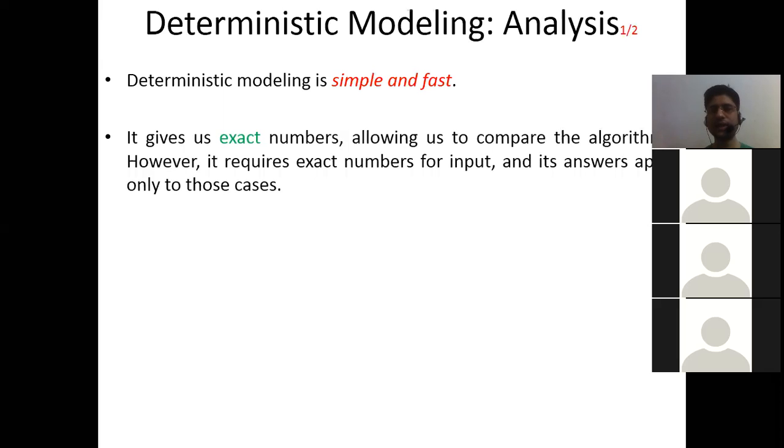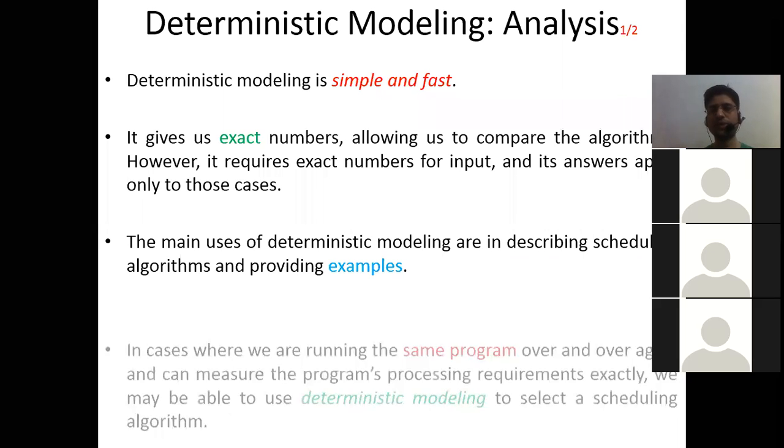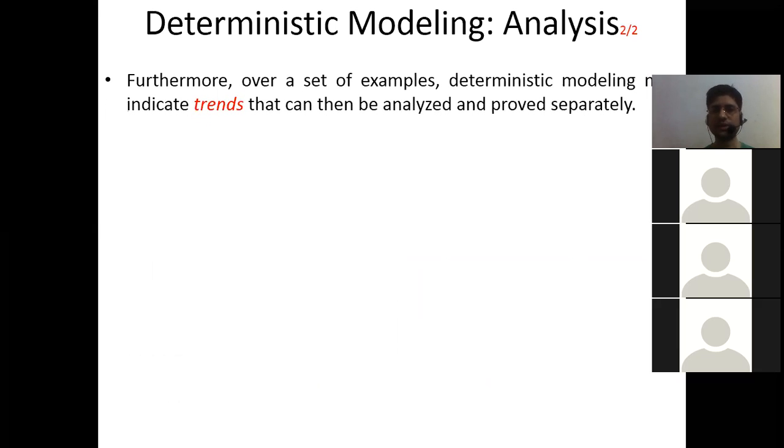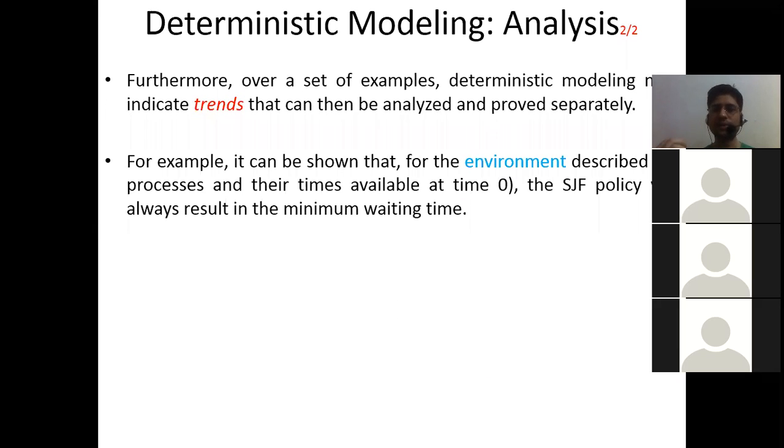So this is simple and fast. Exact numbers are given to you. And what is the limitation of deterministic modeling? It works on exact numbers for inputs only, and answers apply only to that particular environment. With the help of examples, we can find out the trends. It can work in the context where we are running the same program over and over again. So we can find some hypotheses and prove them, like SJF working better in this particular environment. This deterministic modeling is just to analyze how your algorithms work in different environments.